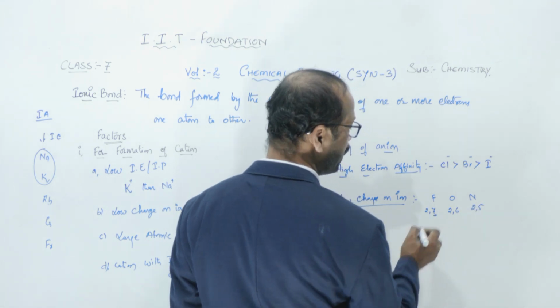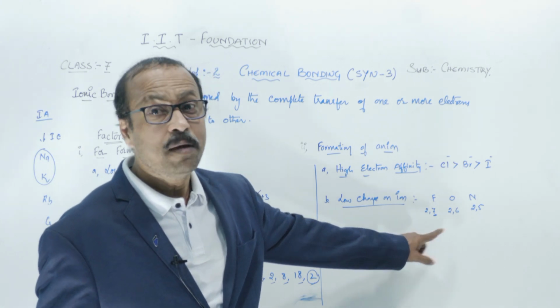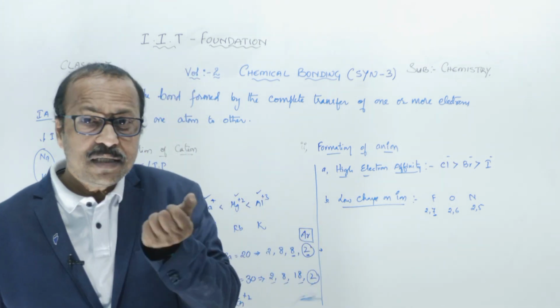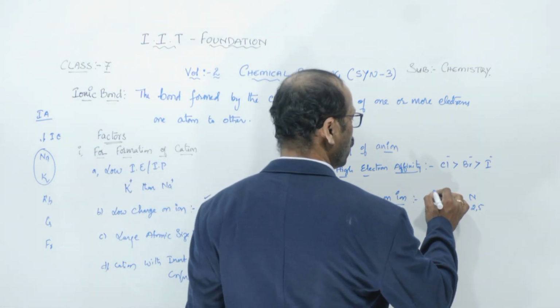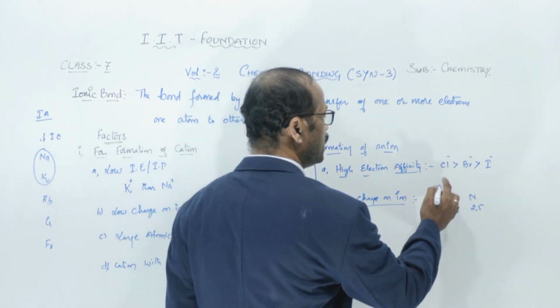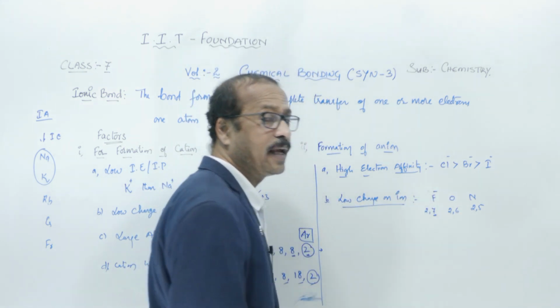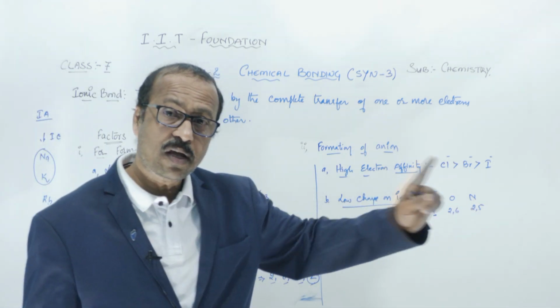To attain stability, 8 electrons should be there in the outermost shell. But here fluorine has 7, which means it requires only 1 electron. So it's easy to take 1 electron, so fluorine can form an anion very easily. This becomes negatively charged, and an anion is formed. But oxygen can also form an anion.